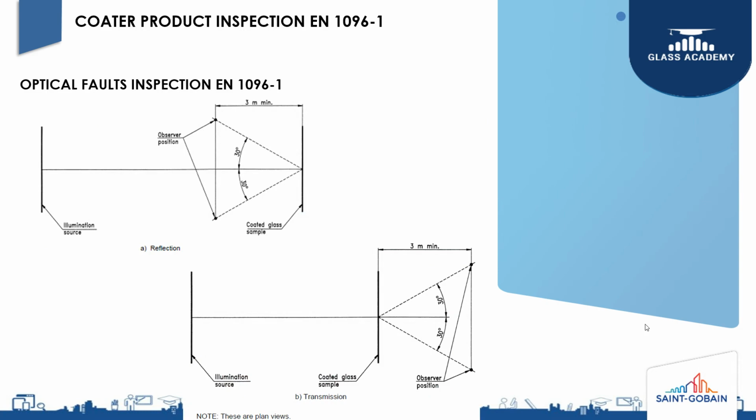For coated products we have a European standard, EN 1096 part 1, which has two types of inspection. In one, the observer is in front of the glass, and in the other criteria, the observer is on the side of the screen itself. You can see here the light source and the product. In the other criteria, you will be behind the glass. One checks the reflection parameter, and the other checks transmission.